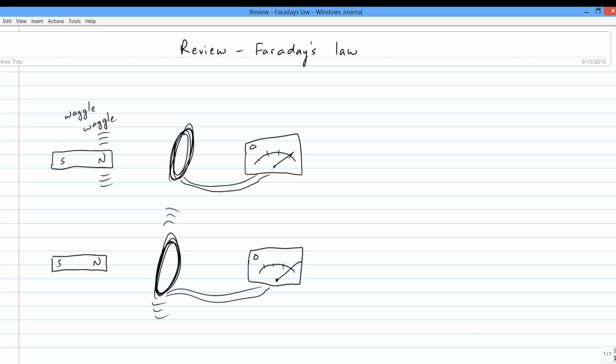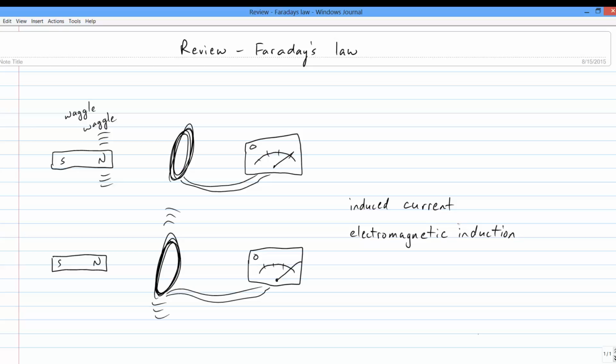By that I mean if you left the magnet alone and waggled the loop, you'd get a current in the circuit from that too. As long as the coil and the magnet were moving with respect to each other, you got a current. We call that an induced current, and we call this phenomenon electromagnetic induction. At first it was pretty magical looking, and to this day it's still kind of amazing.